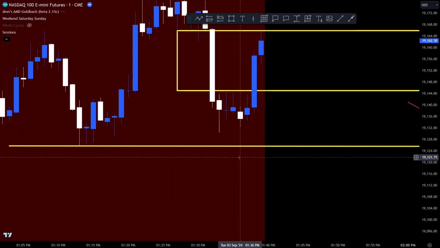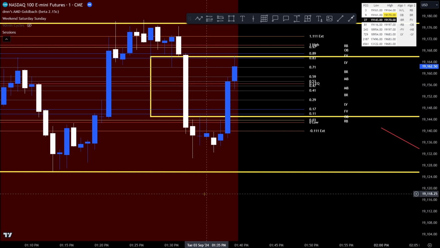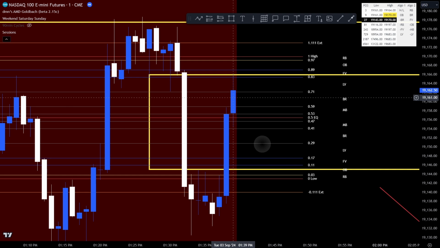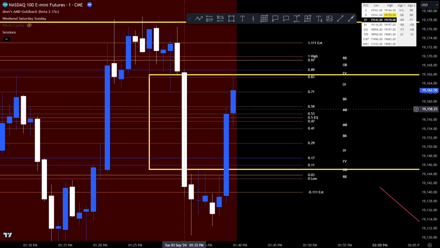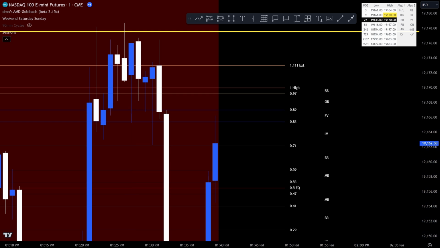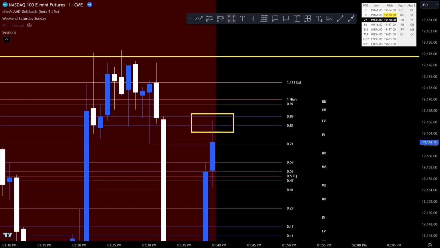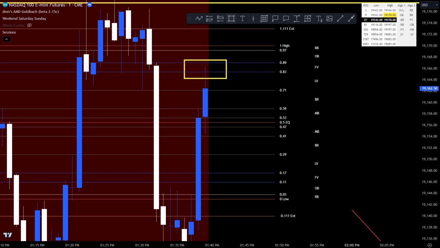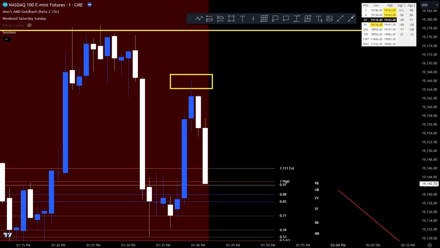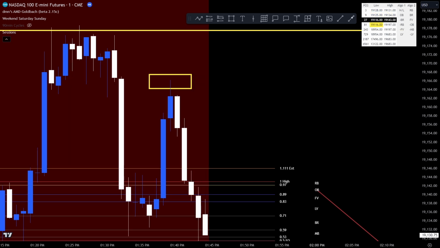Look. This is what's important about this. You still pop up to a premium and you rebalance this fair value gap. Okay. Look at where the wick is. Let me get rid of this so you can see it. Look at where the wick is. Right here. Look at that. And watch. Right down. Fair value gap.